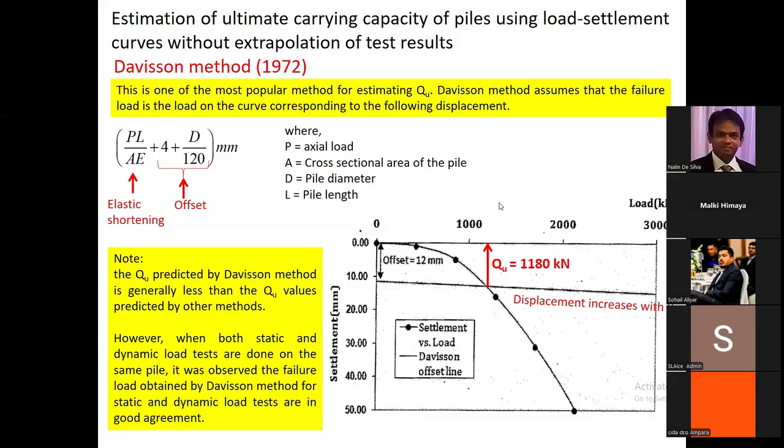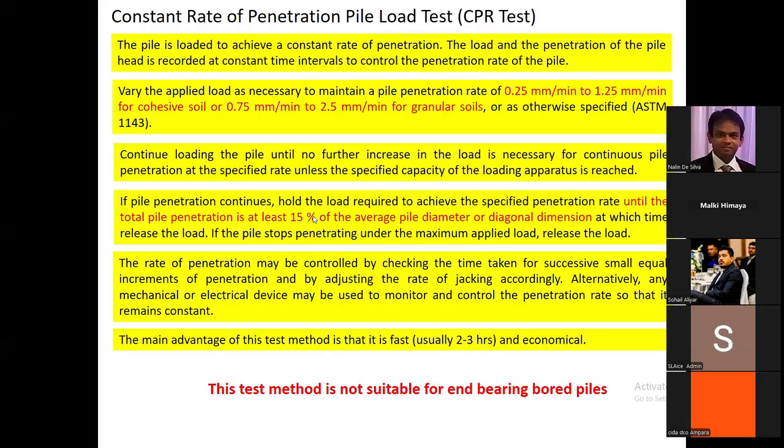Other methods will have different techniques for analysis. Okay, so I will not go into the details of those. I will skip this.